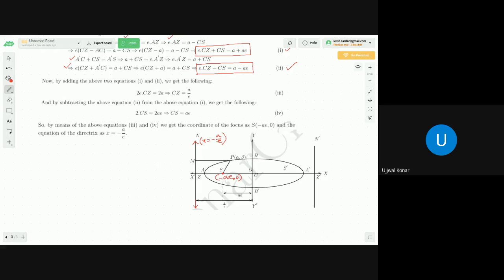How is it? Let me show you. As you notice, we took that point P as alpha comma beta, an arbitrary point. Why is it arbitrary? Because it can move, subject to the geometrical condition that PS by PM is equal to E, which is less than 1. So now, as P is the arbitrary point having coordinate alpha comma beta, by means of the property of the ellipse, we get PS by PM is equal to E.